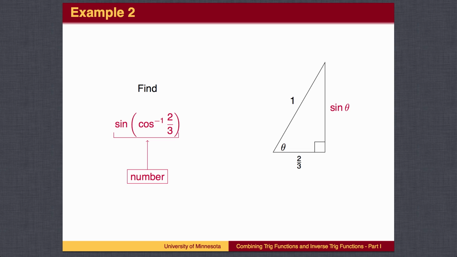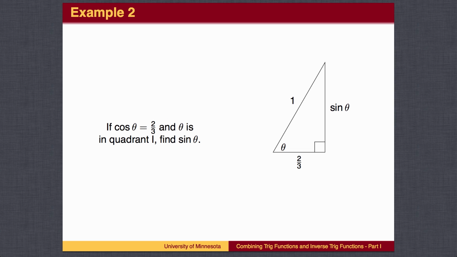Inside the parentheses, we have the angle whose cosine is 2/3. Using the unit circle won't help because we don't know the angle whose cosine is 2/3. However, we can find the value of sine of theta when we know the value of cosine of theta using the trig version of the Pythagorean theorem.